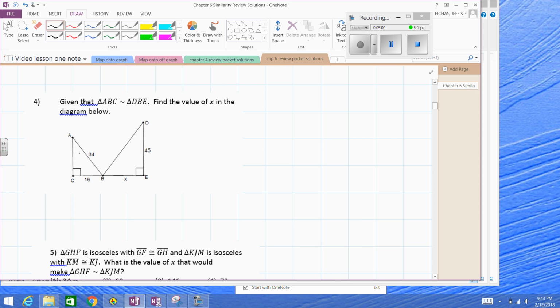This is one of those questions where we don't have corresponding sides. We have to work for them. We could notice these three right here. What we have is a Pythagorean theorem problem. So let's call this, all right, so x is spoken for, so let's call this y. Okay, so we'll start with a Pythagorean theorem problem. 16 squared plus y squared equals 34 squared.